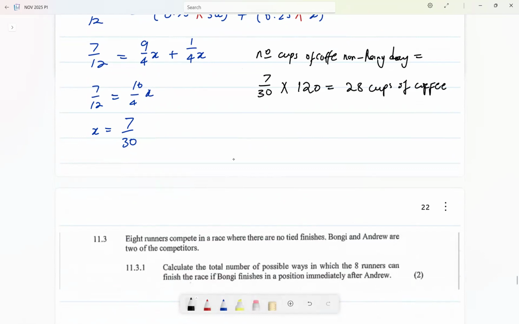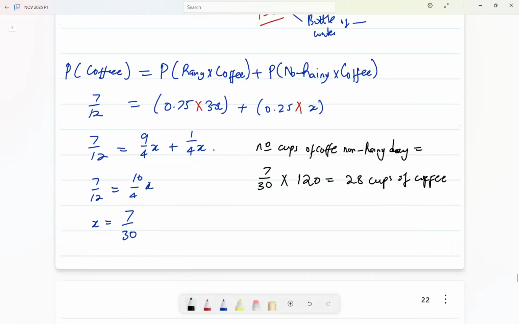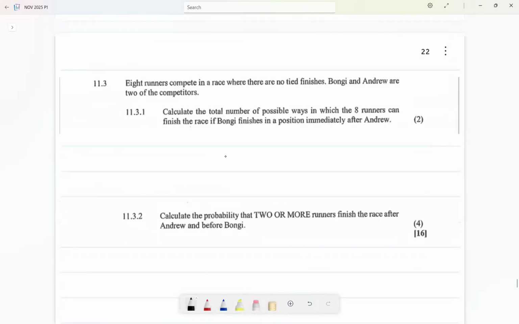Remember, not number of coffee, sorry, cups of coffee. Remember, cups of coffee should match the number of people. Like if a person buys one, then it means it's 1 cup of coffee. So yes, it was like that, guys.